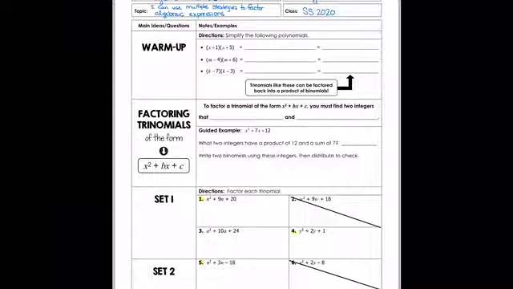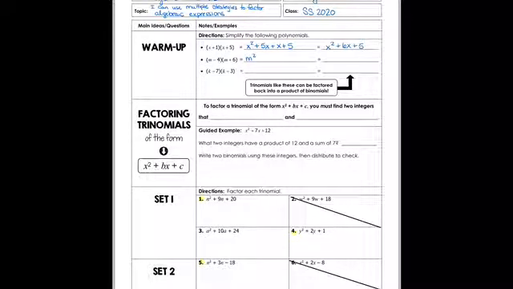All right, so let's talk through the warm-up. We're going to multiply these together. Remember, we can take the first times the first, so x times x is x squared. The outsides, x times 5 is 5x. The insides is 1 times x is x. And then the last is 1 times 5, which is 5. Combining those middle terms that have both x's, we get x squared plus 6x plus 5.